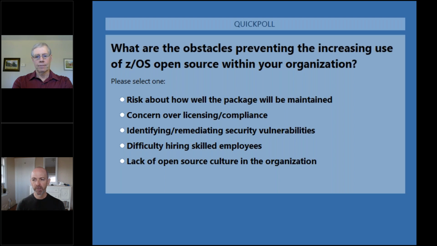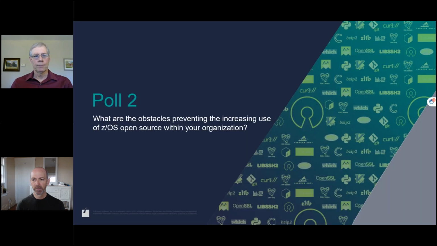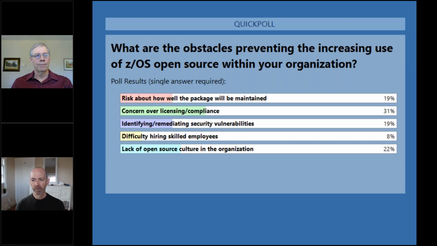All right, I think we should be just about there, and let's see if we can push this out. Okay, our top answer is concerns over licensing and compliance at 31%, followed by lack of open source culture in the organization at 22%. Identifying and remediating security vulnerabilities came in at 19%, in a tie with risk about how well the package will be maintained. And the least concern is difficulty hiring skilled employees. Folks, we're going to give this back to you, and thank you all for participating in our polls.